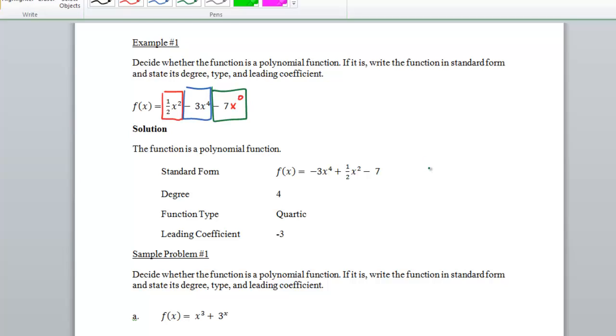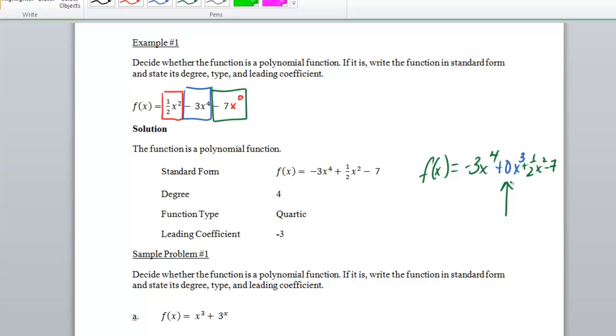Now notice that we technically have a value missing here. We have a 0 x to the 3rd, if you will, plus 1/2 x squared minus 7. You can see here that the x to the 3rd term is missing. It's understood to have a 0 coefficient. However, in this particular case, to write it in standard form, it's not necessary to write the x to the 3rd term if it's being represented with a 0. So it will be left as a blank exponent there.